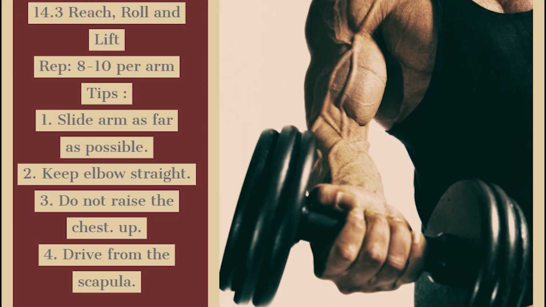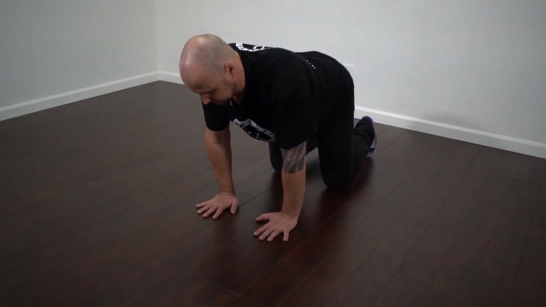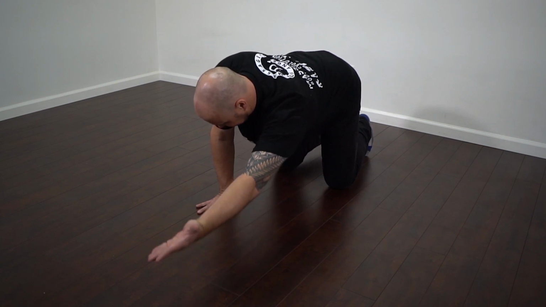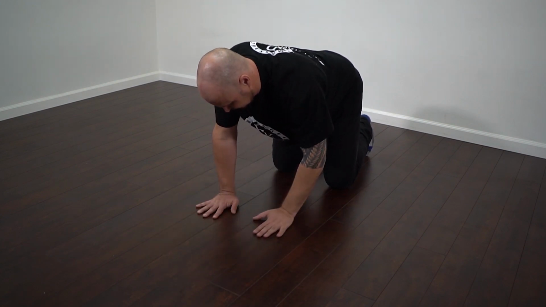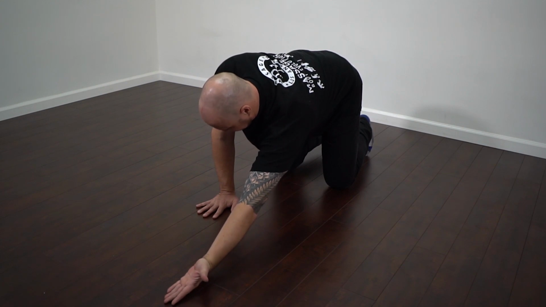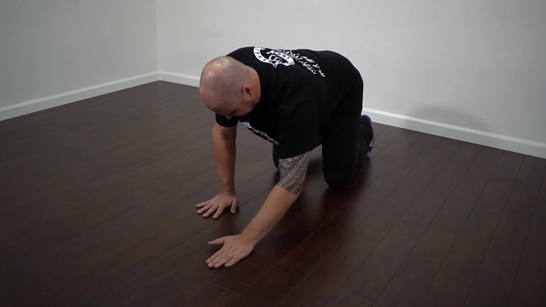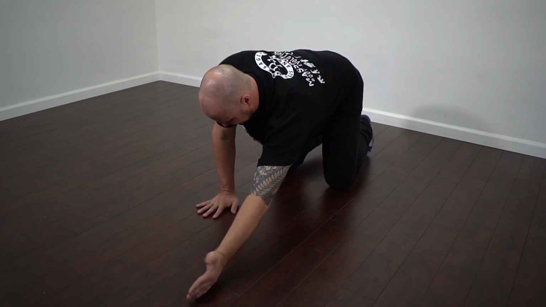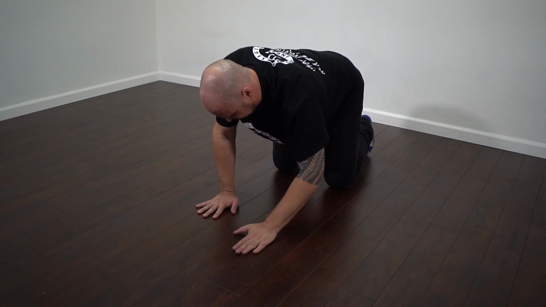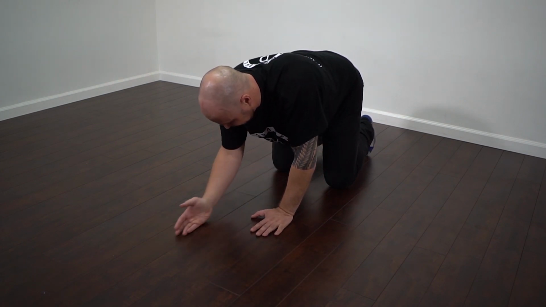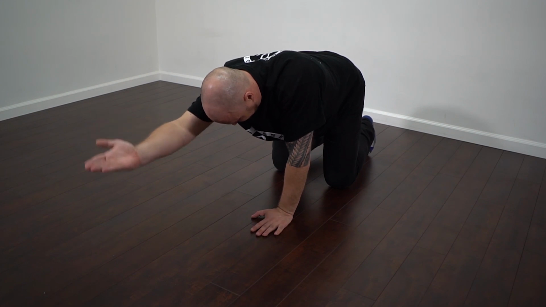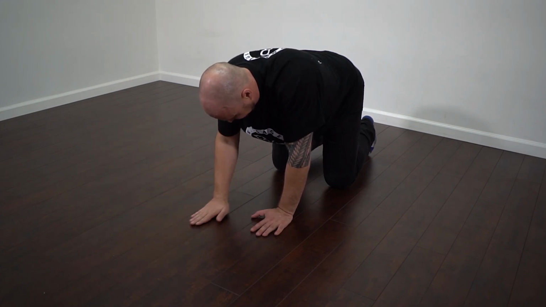Reach, roll, and lift is going to be our next progression in activation of your lats and the muscle between your shoulder blades. The most important thing is to get into the quadrupedal position. Your wrists are under your shoulders and your knees are under your hips. Now try to slide your arm as far as possible in front of you. Now roll your palms up and slowly lift your arm up as far as possible.